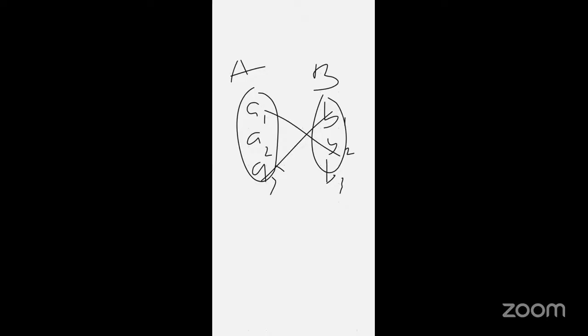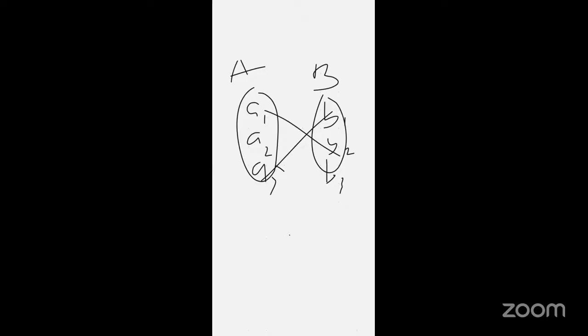Supposing let A and B be non-empty sets, a function from A into B is a relation. If A and B are non-empty sets, a function from A to B is referred to as a relation that associates with each element of A exactly one element of B. However, an element in B may have more than one element associated with it in A.